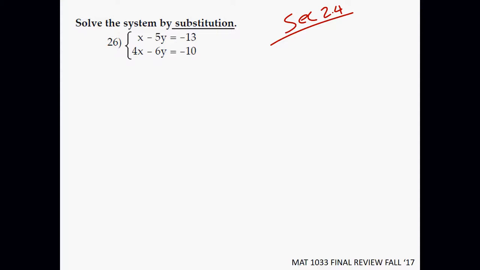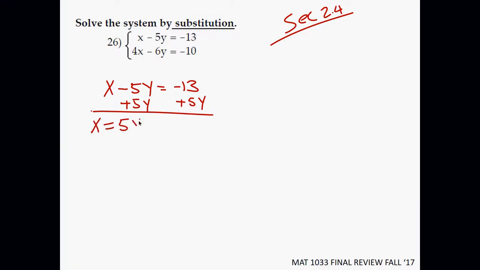Since we have to use substitution, it's very clear that the easiest one to solve for is equation number 1, and we have to solve it for x, because it has a coefficient 1. So if we start from x minus 5y equals negative 13, and we add 5y to both sides, you will end up with x equals 5y minus 13.